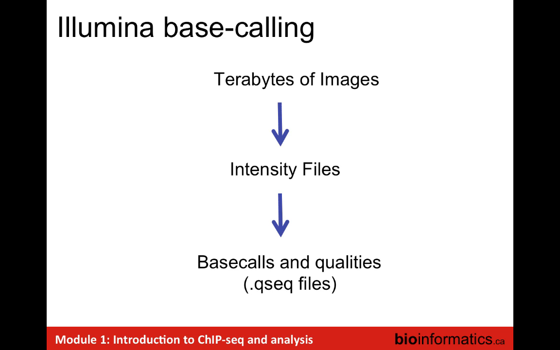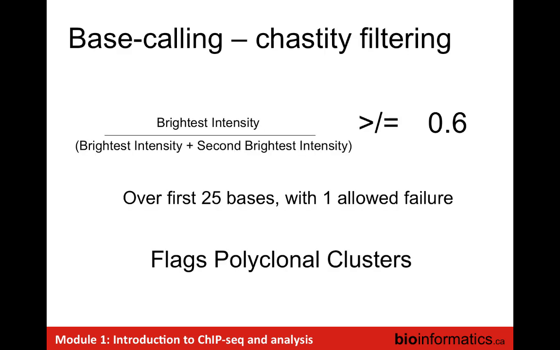Up until a few years ago, this was outputted as something called a ChIP-seq file. But now I think most of us just deal with FASTQ files. So a ChIP-seq file is an intermediate file. There is one metric I think that's worth discussing, which is the so-called chastity filtering.